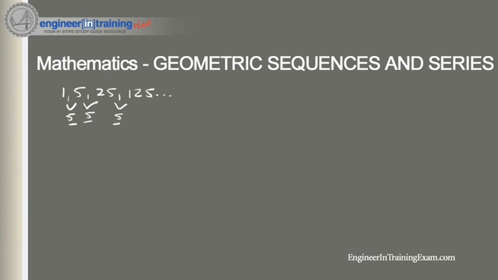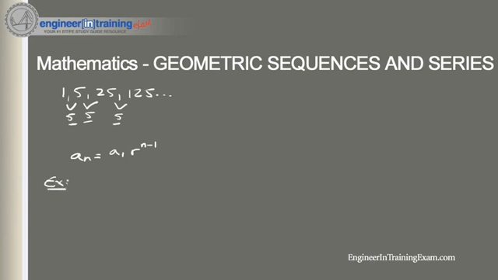So the general formula for a geometric sequence is this: a sub n, that's any term in the sequence, is equal to a sub 1 times r^(n-1), where a sub 1 is the first term of the sequence and r is the common ratio. So let's look at how we can determine the common ratio of a geometric sequence.